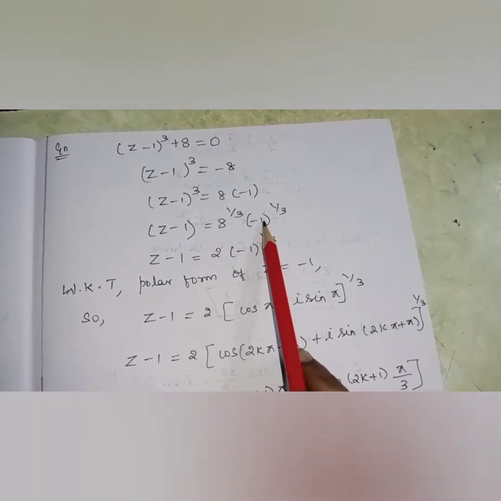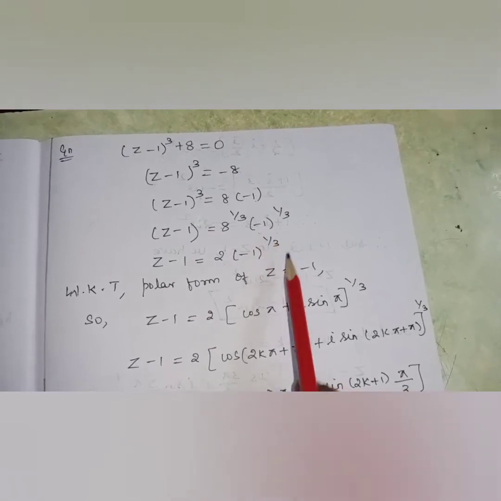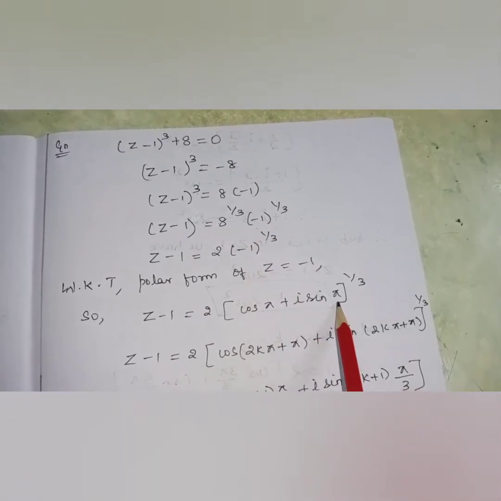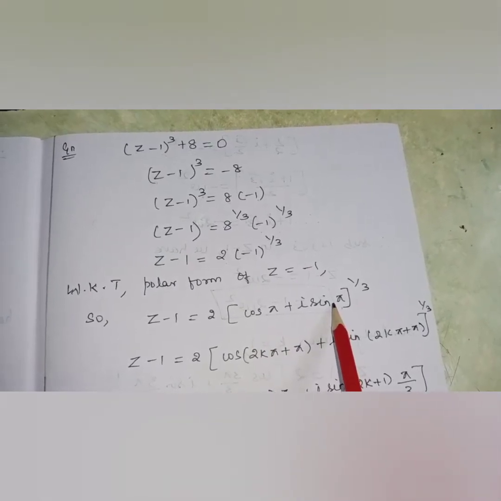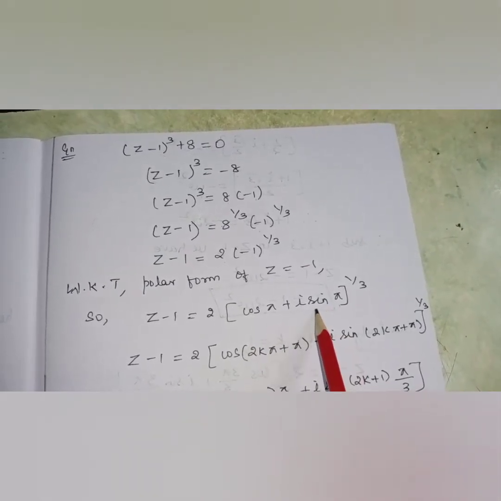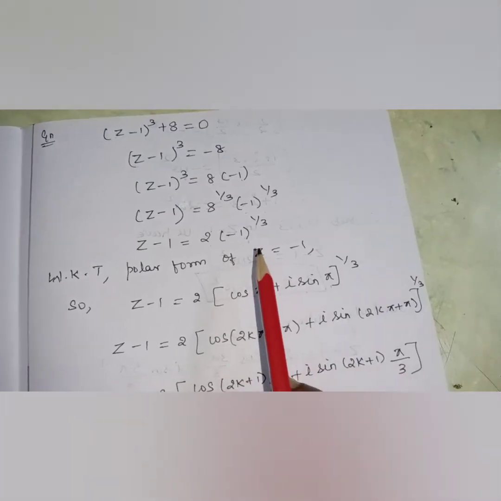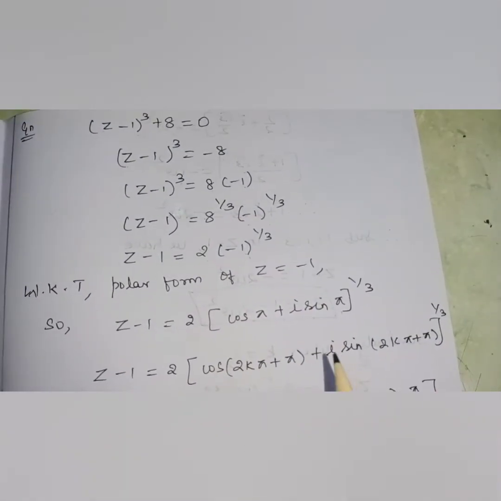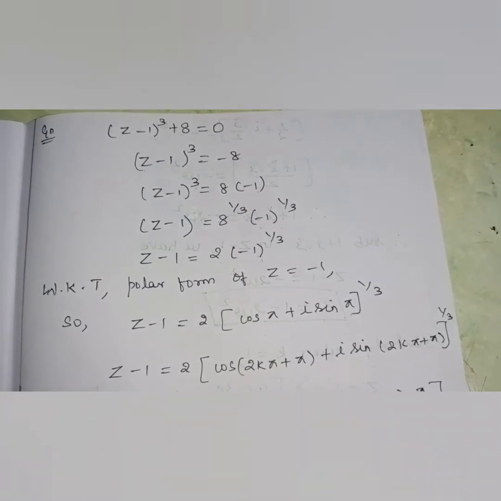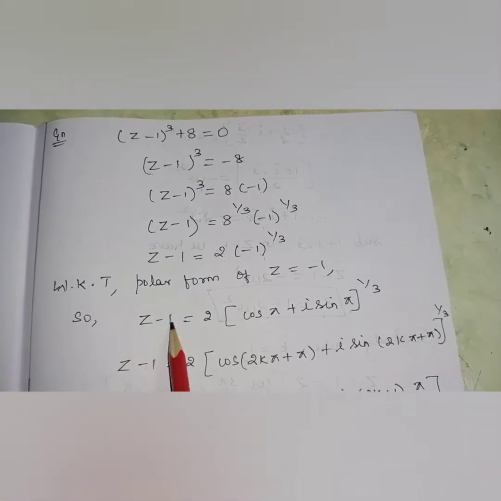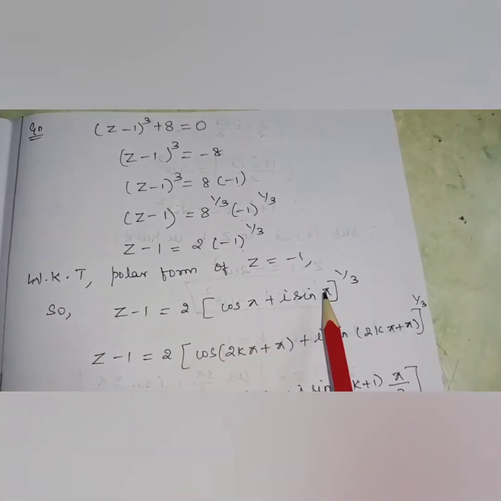And here we know that minus 1 can be written as cos pi plus i sin pi, because obviously cos pi is minus 1 and sin pi is 0, so 0 into i also becomes 0. Whenever you have minus 1, as we had seen in the previous sums also, you can write it in the complex form as cos pi plus i sin pi. So this becomes z minus 1 is equal to 2 into cos pi plus i sin pi.